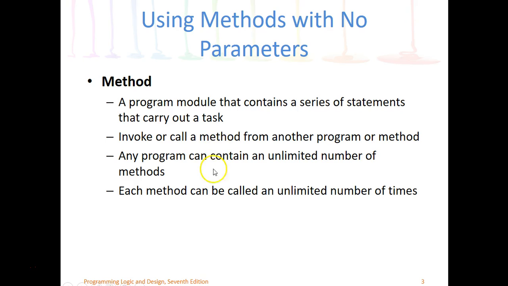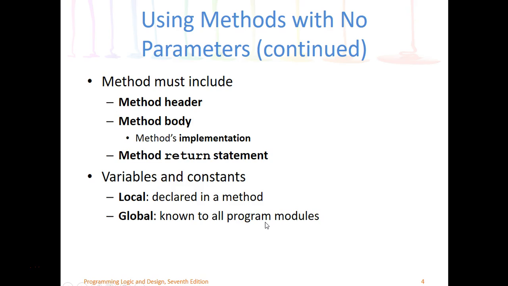You have a method call. You can have an unlimited number of them within a program. Every method has a header, which we call the signature, a body, and then this says it has a return statement, but that's only if it returns a value. The idea here that a method will always return back to where it is called from is what's being emphasized.